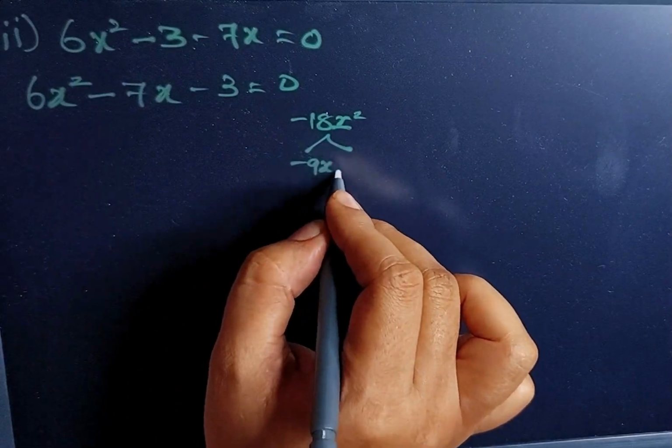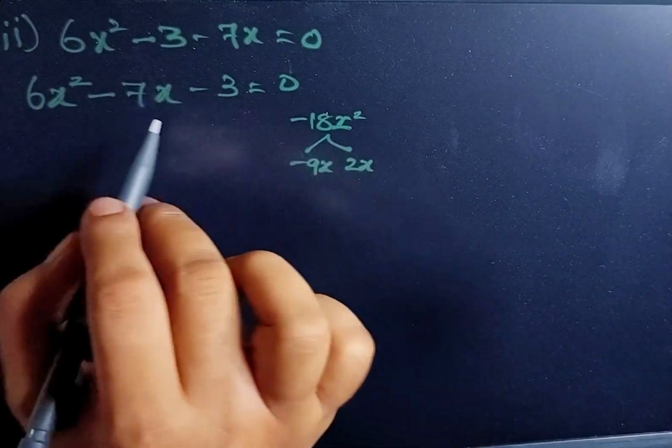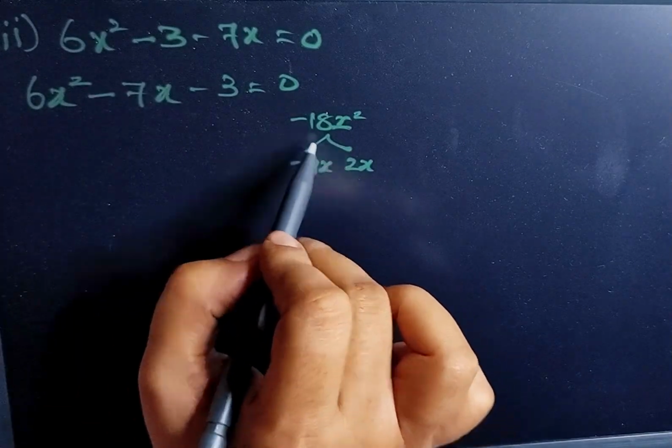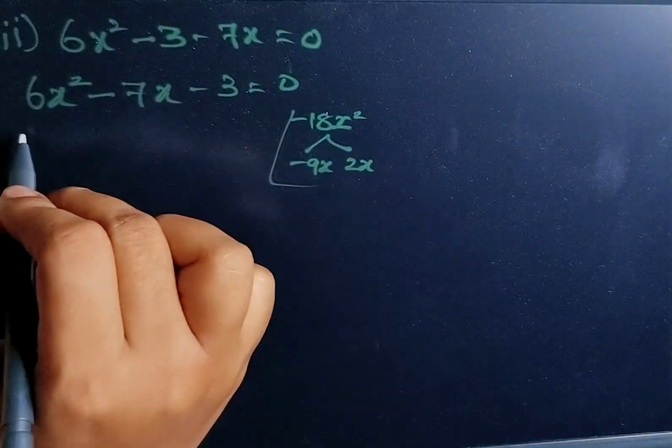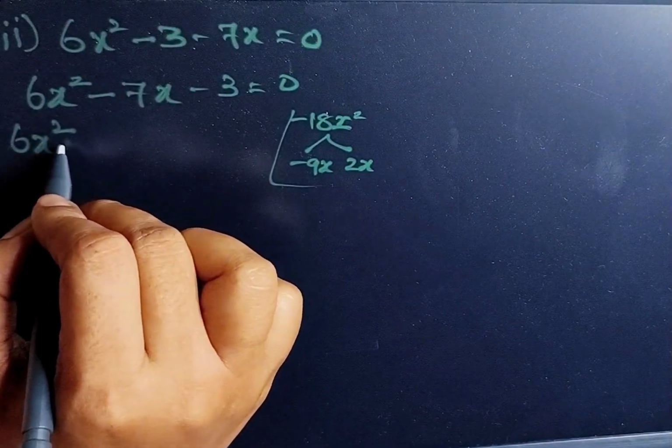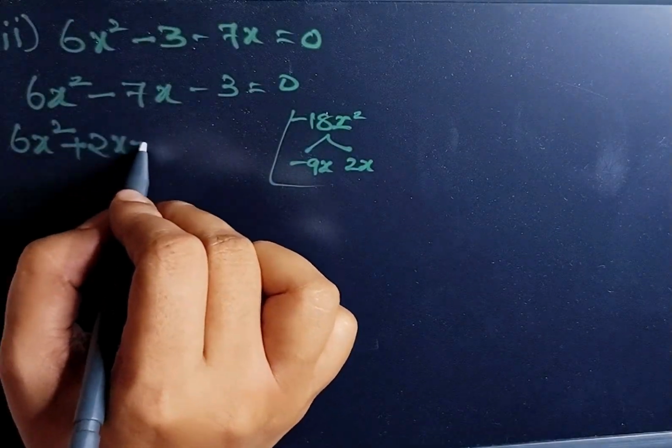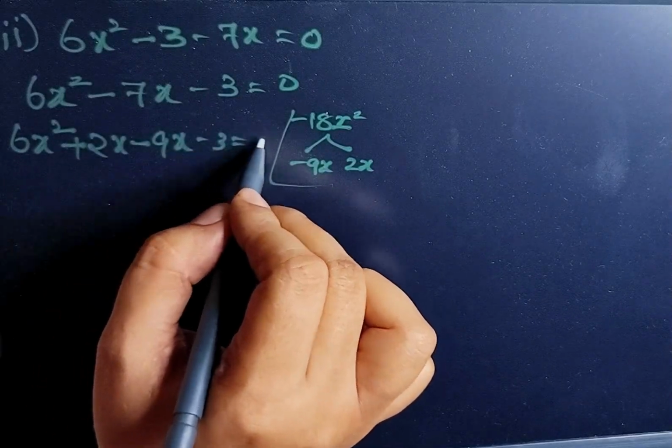So minus 9x plus 2x. Minus 9 plus 2 will be minus 7. Minus into plus will be minus. 9 2s are 18, x into x square. Now replacing the middle term: 6x square plus 2x minus 9x minus 3 equal to 0.